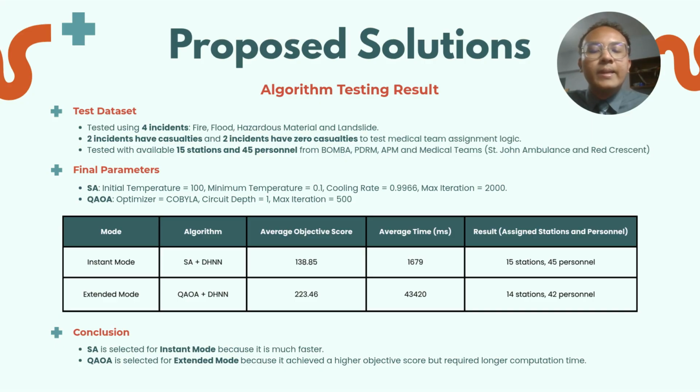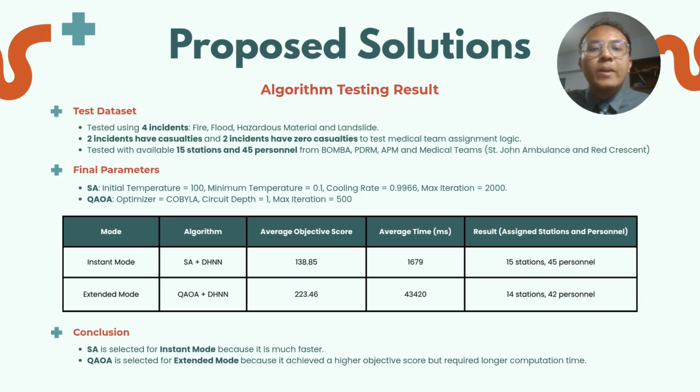For the simulated annealing, the finalized parameters are initial temperature 100, minimum temperature 0.1, cooling rate 0.9966, and maximum iteration 2000. For the QAOA, the finalized parameters are the COBYLA optimizer, circuit depth 1, and maximum iteration 500.